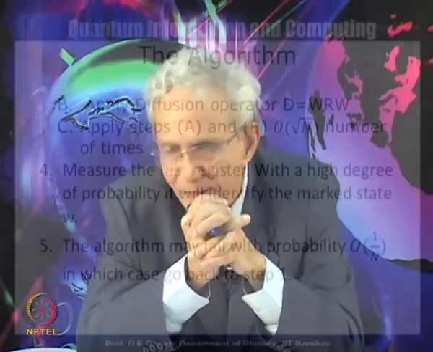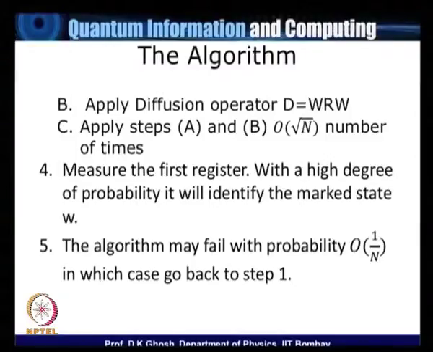The algorithm can occasionally fail. The probability of it doing so is of the order 1 over n. Now if it happens, then you simply have to repeat the algorithm by going back to step 1.